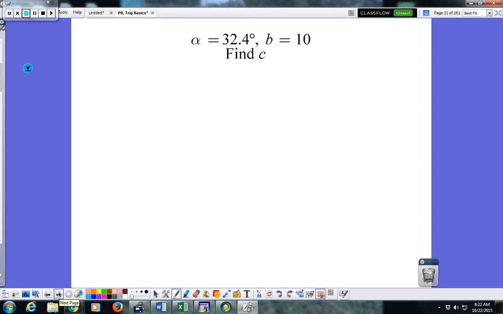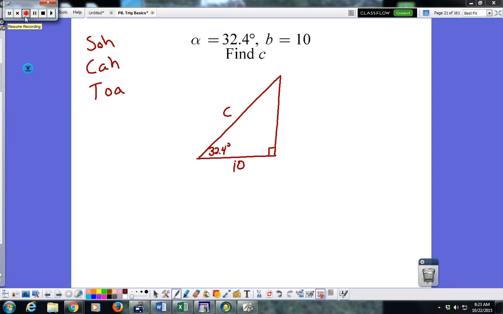I'll let you set this one up. Okay, here's a picture drawn of this relationship. Alpha is 32.4, we don't have anything about side A, which is across from it. We do know that B is 10, which is your other leg on this right triangle, and we're looking for C. Logan, given this information, sine, cosine, or tangent, looking at these two pieces, which one are you going to use? Good.